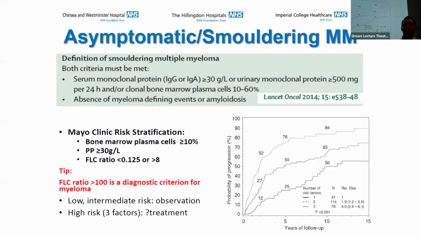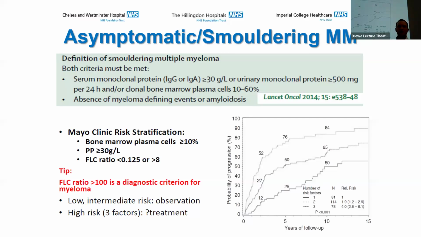So when we're looking at asymptomatic smoldering myeloma, we can use criteria around what the paraprotein type is, what the concentration of that paraprotein is, and what their free light chains are. We can use this all together as criteria to look at whether we consider these patients to be low risk, intermediate risk, or indeed high risk.